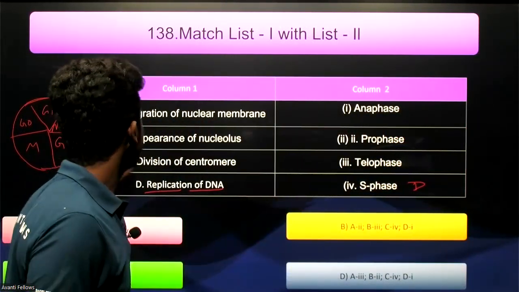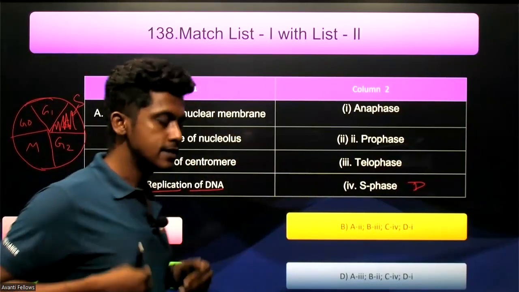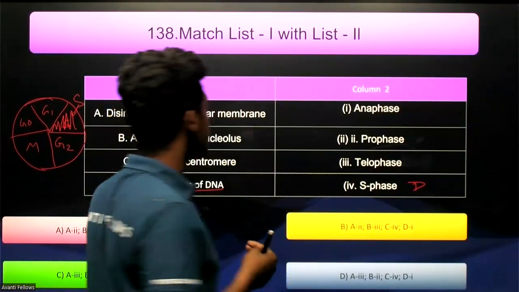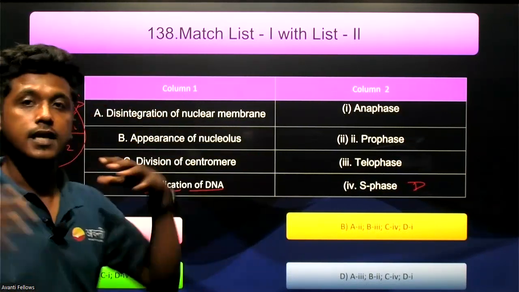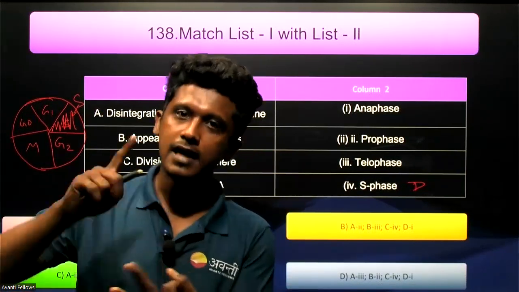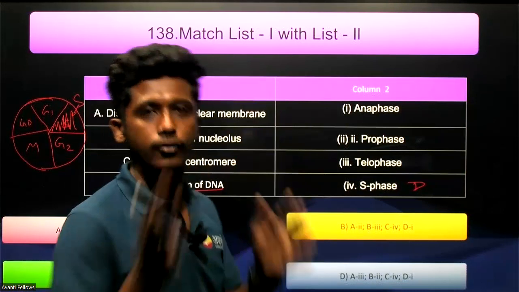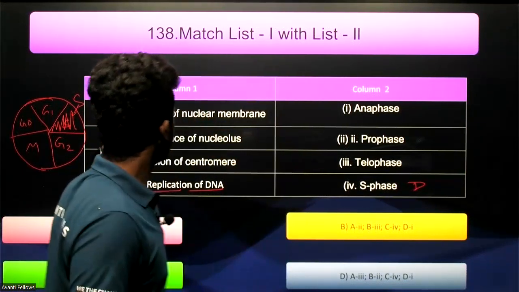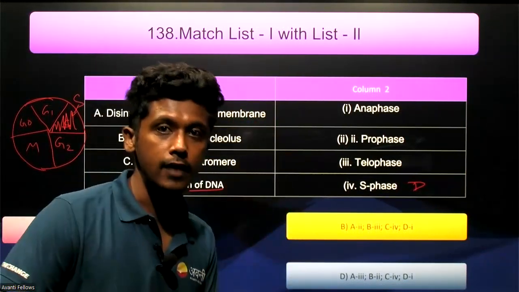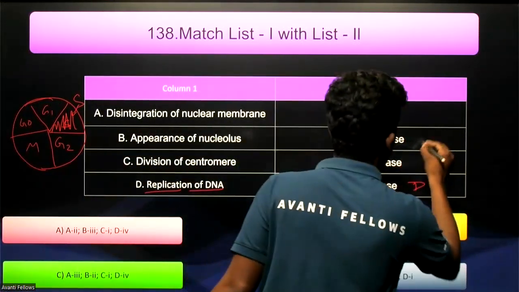Next one, disintegration of nuclear membrane. This is the first thing that happens when the cell starts dividing. That means the first step of cell division. Prophase, metaphase, anaphase, and telophase are the phases of cell division. So disintegration of nuclear membrane, being one of the first things that happens, has to happen in the prophase.